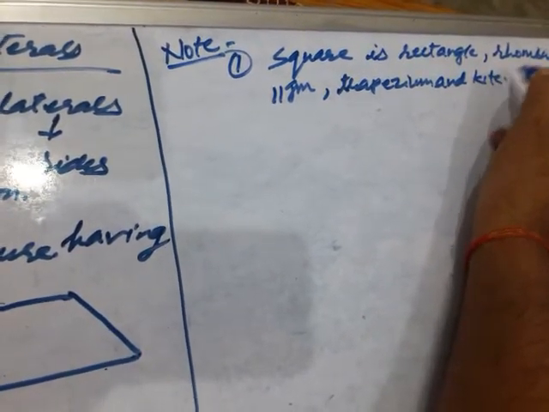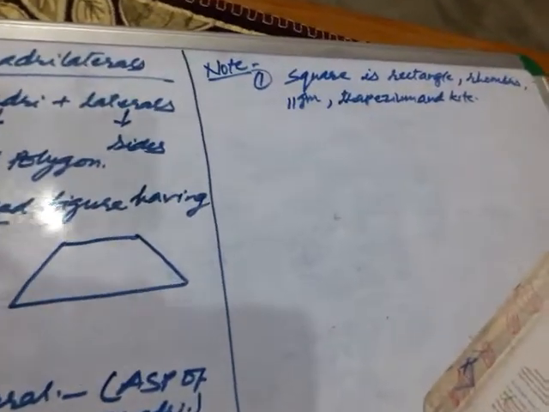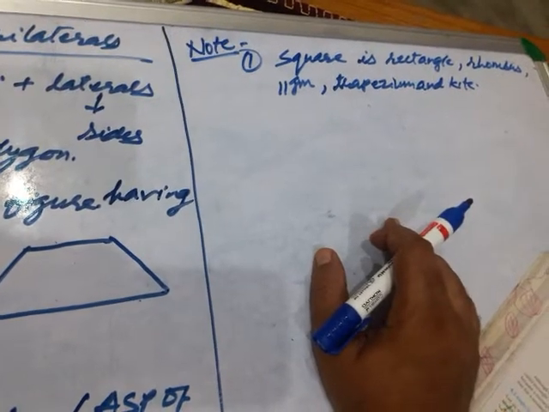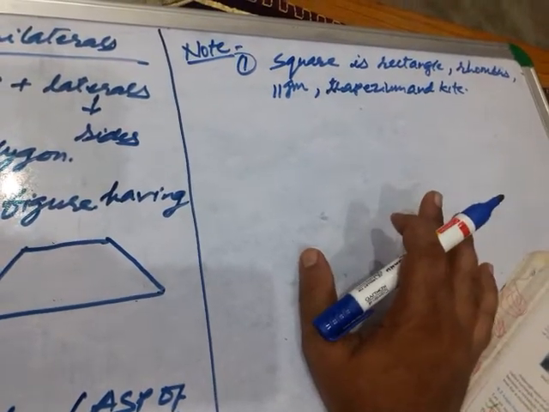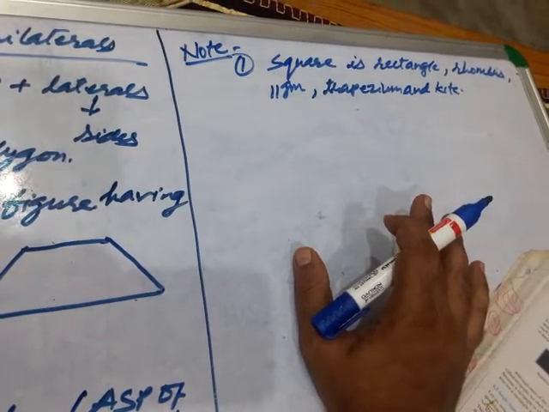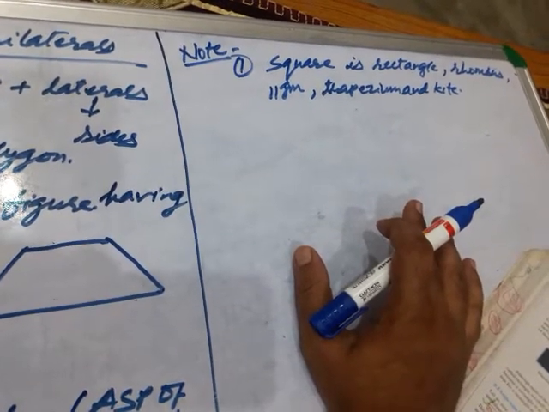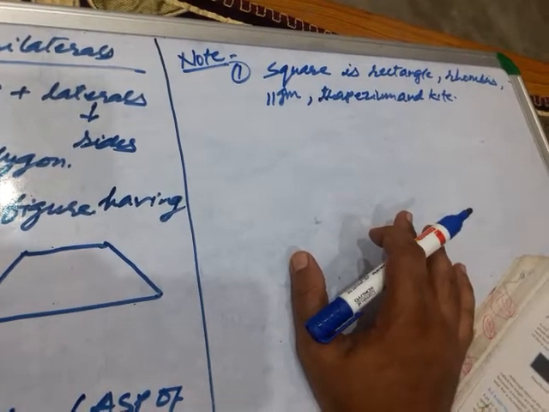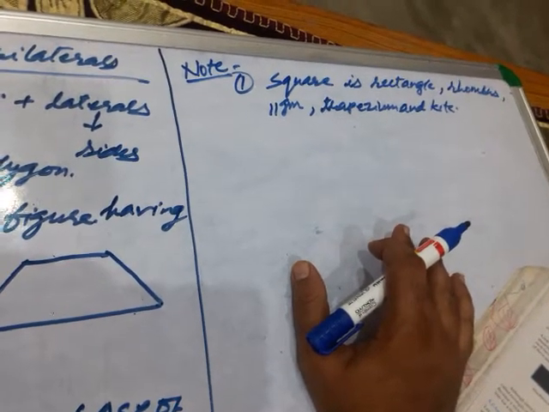Why kite? Clear? Square is a rectangle because opposite sides are equal and all the four angles are right angles. Rhombus, what is the property of rhombus? Square has all four sides equal. Parallelogram because opposite sides are equal. Clear? Opposite angles are also equal. Trapezium because one pair of opposite sides are parallel. Kite because two pairs of adjacent sides are equal.